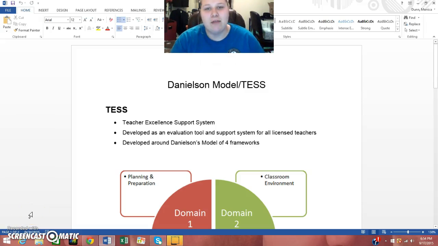Hello. Today we're going to be talking about TESS, which is the Danielson model. It was created by Charlotte Danielson and based on her work. TESS stands for Teacher Excellence Support System. It was developed as an evaluation tool and support system for all licensed teachers, and it was developed around Charlotte Danielson's model of 4 frameworks.